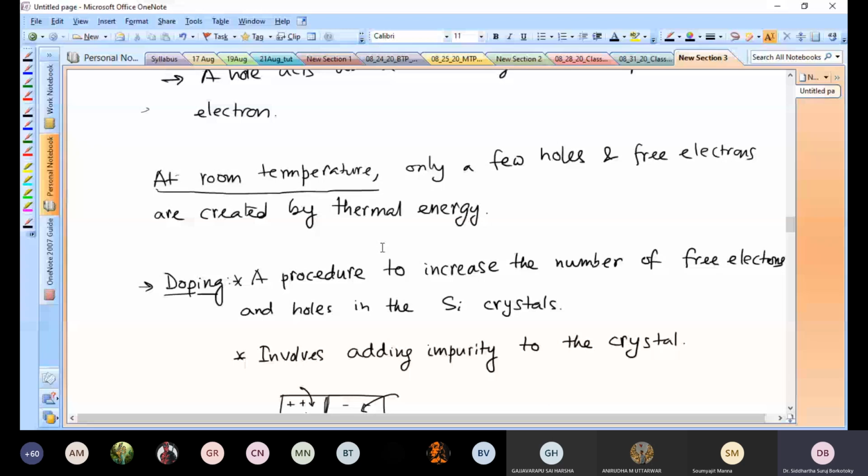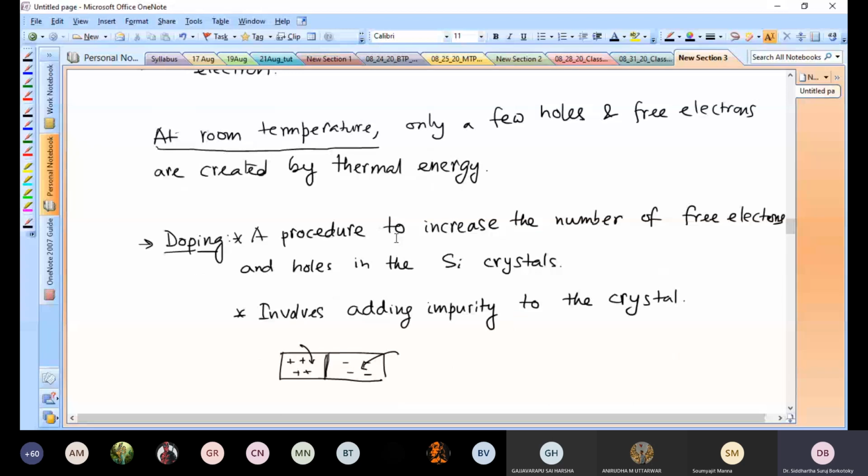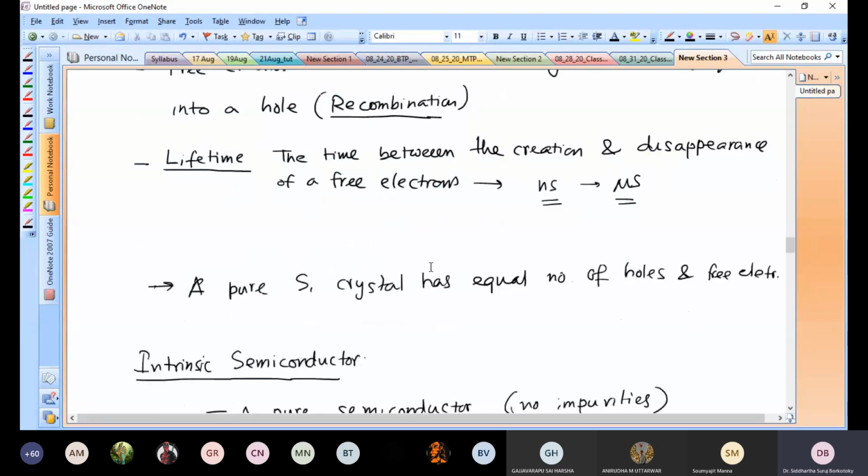Now, in order to increase the number of free electrons and the number of holes, you could use a process called doping. Doping is nothing but taking a pure crystal and adding some impurity in there. Depending on whether the impurity is trivalent or pentavalent, that is, whether it has 3 valence electrons or 5 valence electrons at its outermost orbit, you get a doped semiconductor with either an excess of electrons or an excess of holes. If it is an excess of electrons, we call it an n-type semiconductor. If it is an excess of holes, we call it a p-type semiconductor.